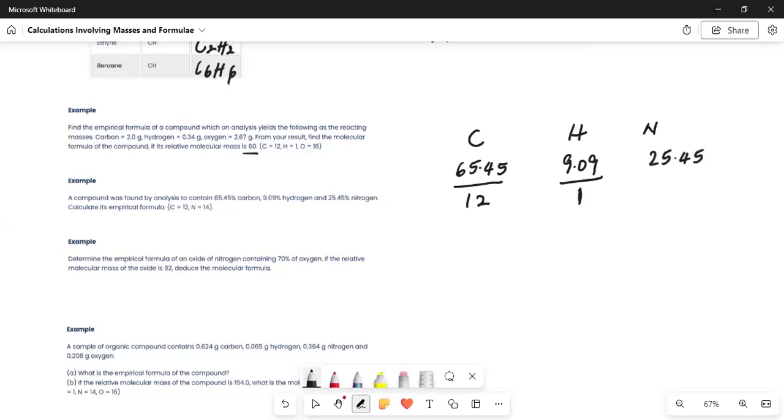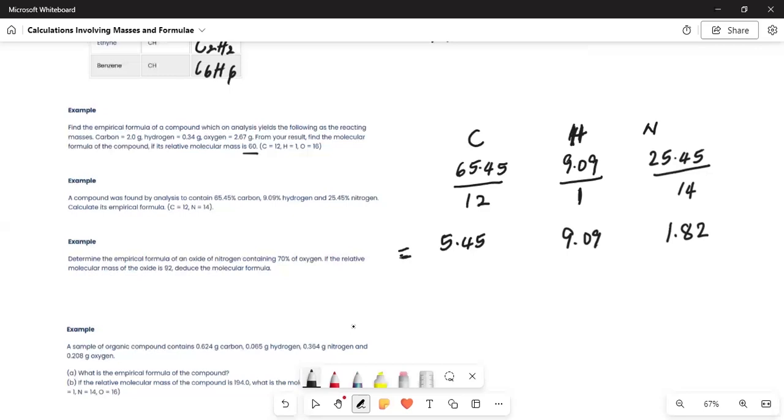My N and H look almost alike, so let me write this one. Then nitrogen is 14. 65.45 divided by 12 is 5.45. And 9.09 divided by 1 still remains as 9.09. And 25.45 divided by 14 is 1.82 approximately. This is the mole ratio of each of the component elements.